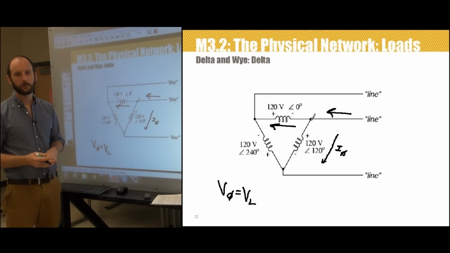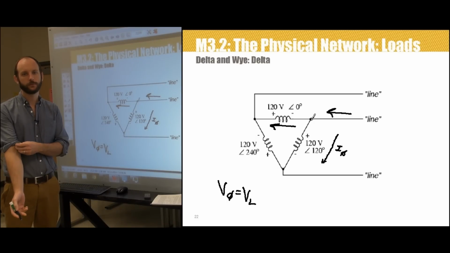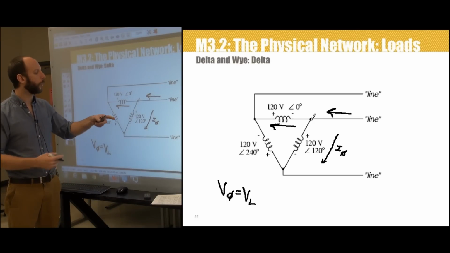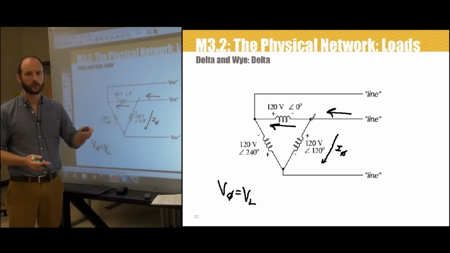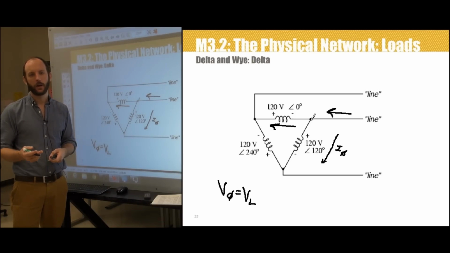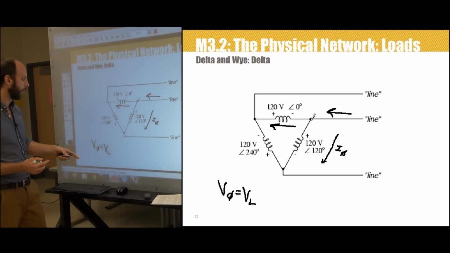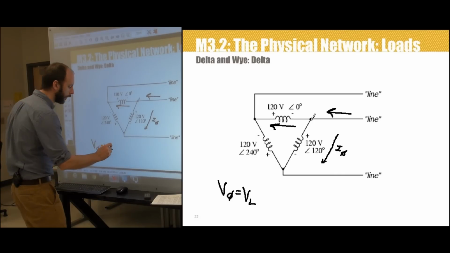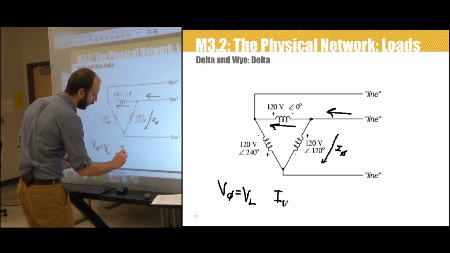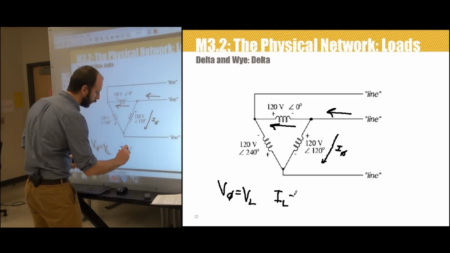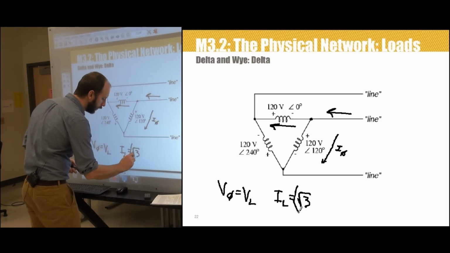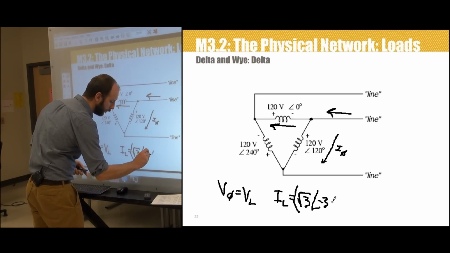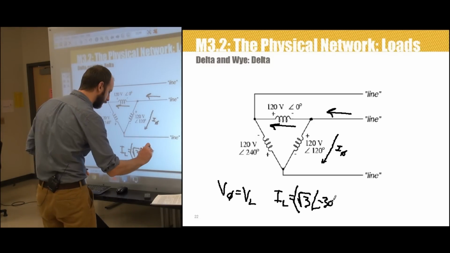The result of this math will also show us that the line current lags the phase current. If we were to perform the math, the line current here is going to lag the phase currents by 30 degrees. And for a delta circuit current calculation, we therefore get IL, the line current, is equal to radical 3 angle negative 30 times the phase current.